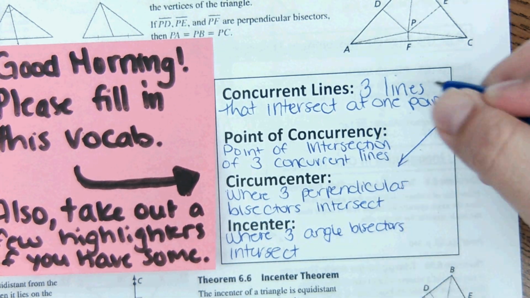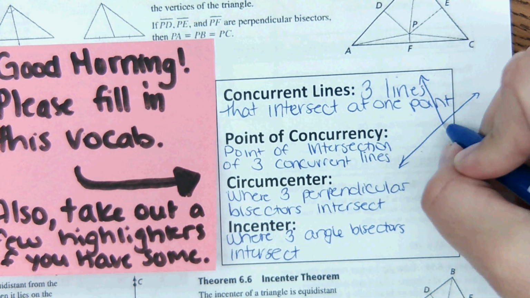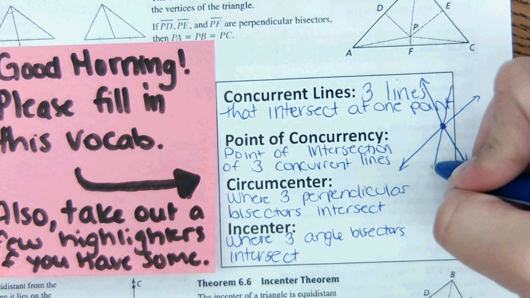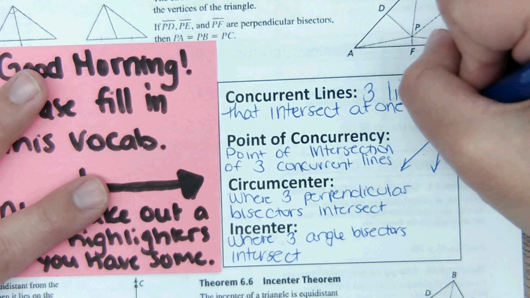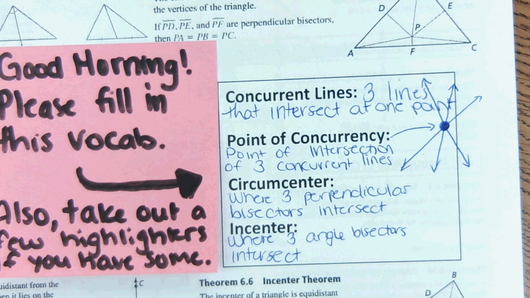Up until now, you're pretty familiar with intersecting lines. That's where two lines intersect, and this is where they intersect right here. Concurrent lines are three lines that intersect at one point. So these are concurrent lines, and where they intersect is called the point of concurrency, right there.